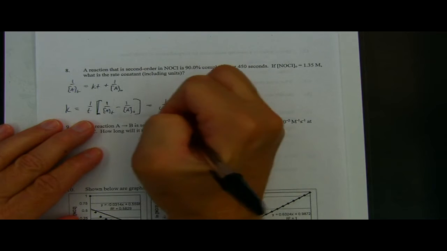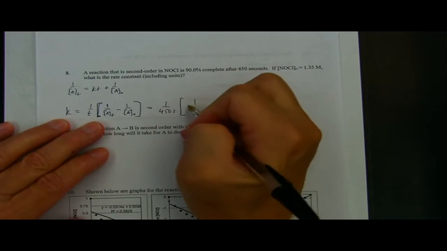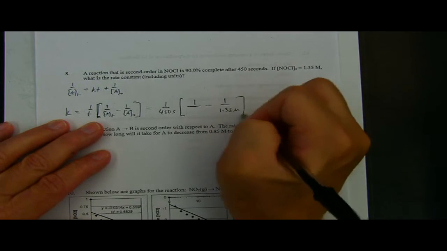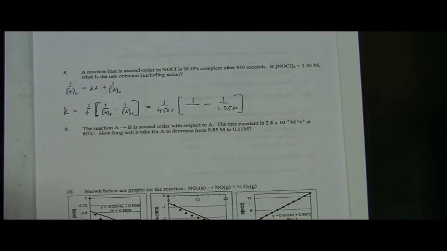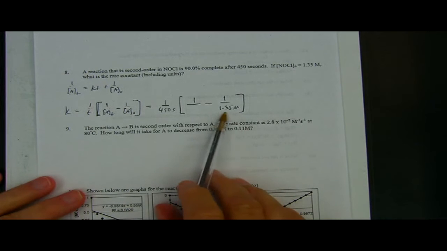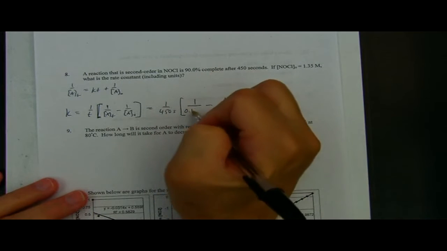So my time is 450 seconds. And what is A naught? Well, let's see. Yeah, A naught is 1.35 actually. 1.35. And what is A at time t? It says it's 90% complete. It's gone 90% of the way. So 90% of 1.35, which means 10% is left. So that's 0.135.